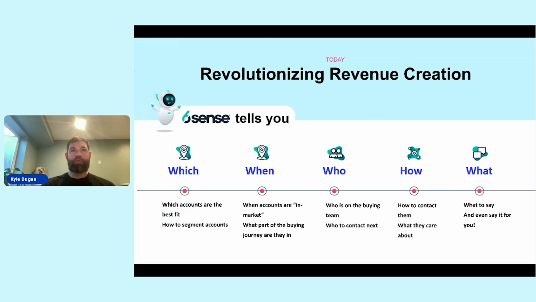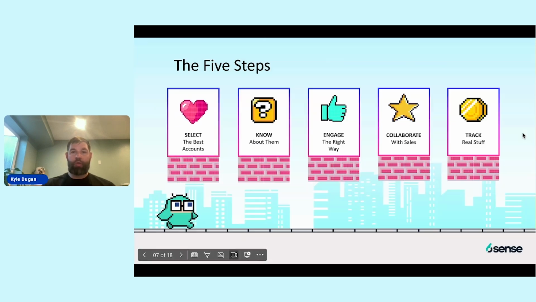And let's move on to our steps. So here they are, all kind of spaced out for you so you can see them all. We've got select the best accounts. That's going to be the first step. Know about them. I love the Mario block there. Engage the right way, collaborate with sales, and track real stuff. So if you really want to boil it down, those are the 5 steps. And then I'm going to speak to you a little bit about how we execute on those 5 steps.